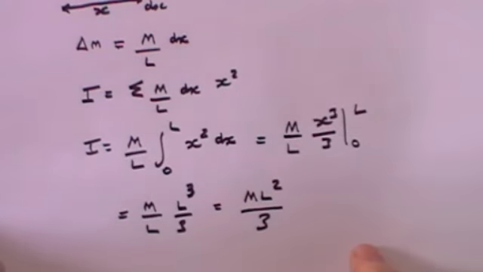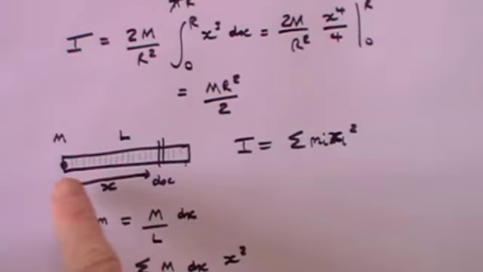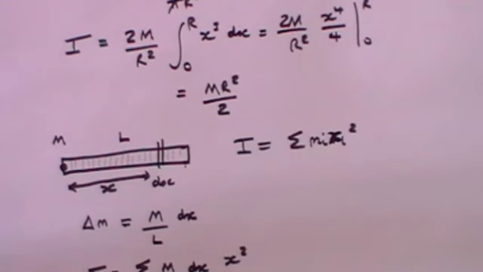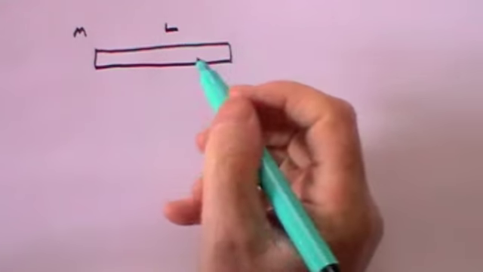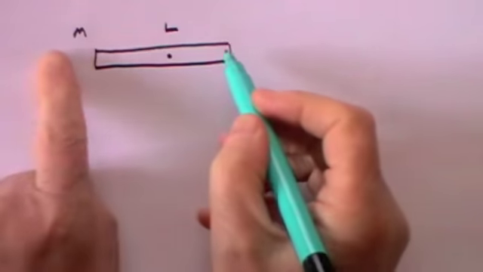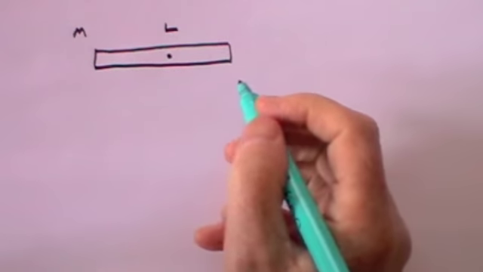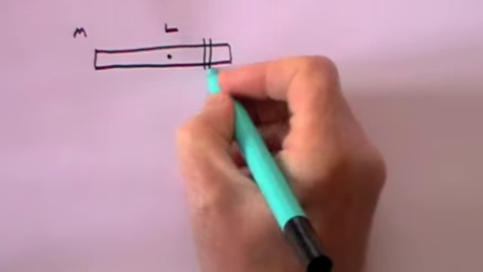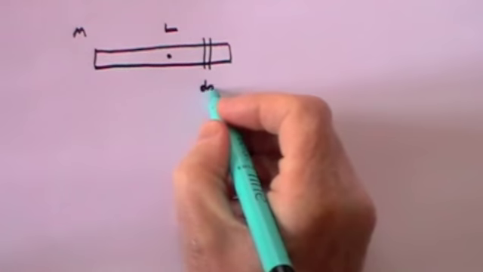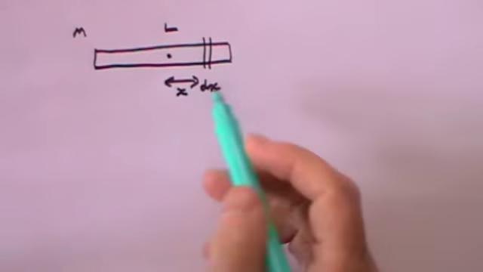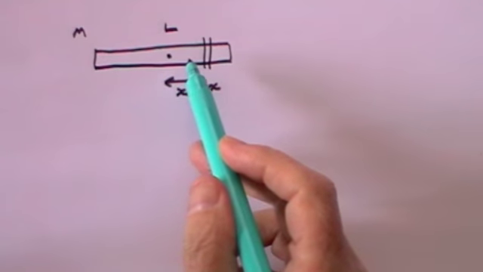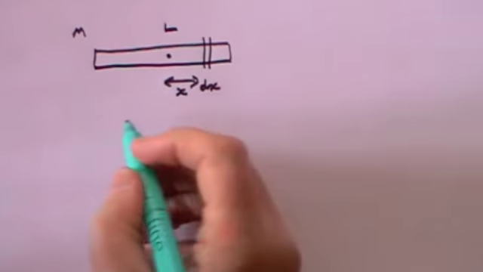Now I'm going to take this rod, but this time I'm going to pivot it in the centre. So here is the same rod of mass m and length L, but this time it's pivoted in the centre so that it swivels about the centre. And once again I'm going to split it up into lots of different elements, all of thickness dx, and they are going to be of a distance x from the pivot point. And I want to know what is the moment of inertia now.